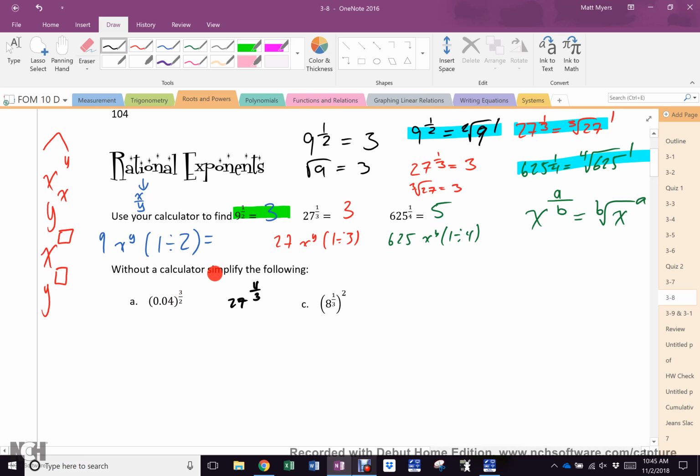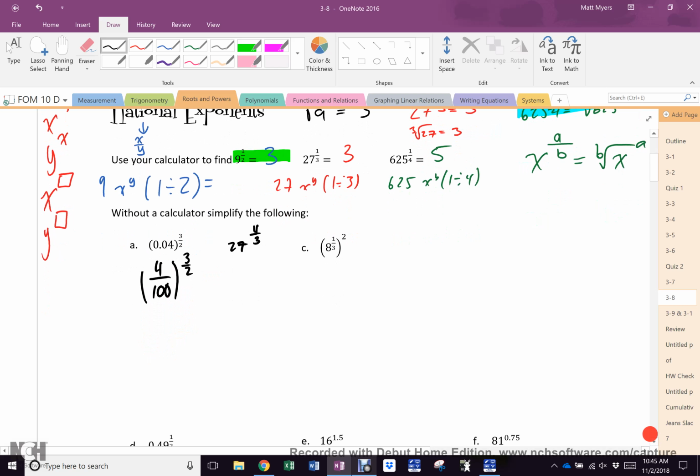What about A bothers you? The decimal. But isn't that decimal 4/100ths? Okay. Now all of that is to the 3/2. What is the base there? 4/100ths. So the base becomes the radicand, right? What is the denominator there? So 2 becomes the root or the index. What is the numerator there? 3. So 3 becomes the power.